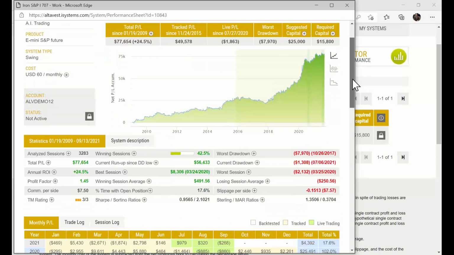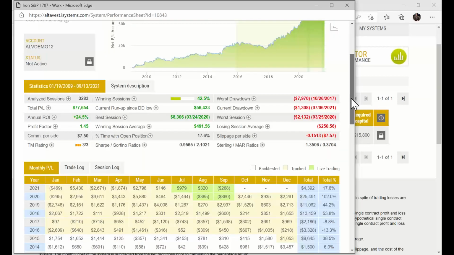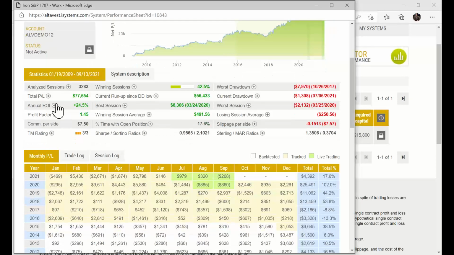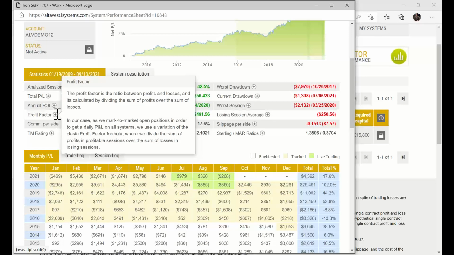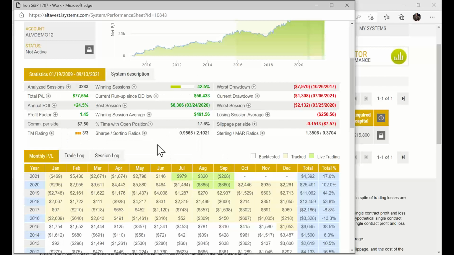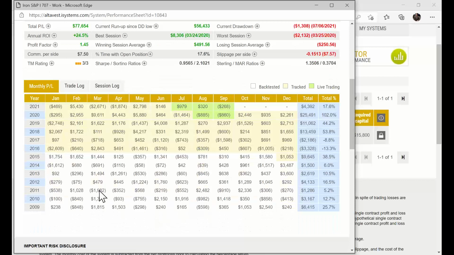And we'll go ahead and look here at this table. Gives you some more details. If you don't know what any of these icons really mean, you can just click on that little plus button. And you'll see here their winning sessions, 42.5%. Your worst drawdown, $7,900. Your best session, 8,300. The worst session, 2,100. So on and so forth. I won't go into all the details, but I'll show you this table and explain this, and then you can apply that knowledge to any other system.